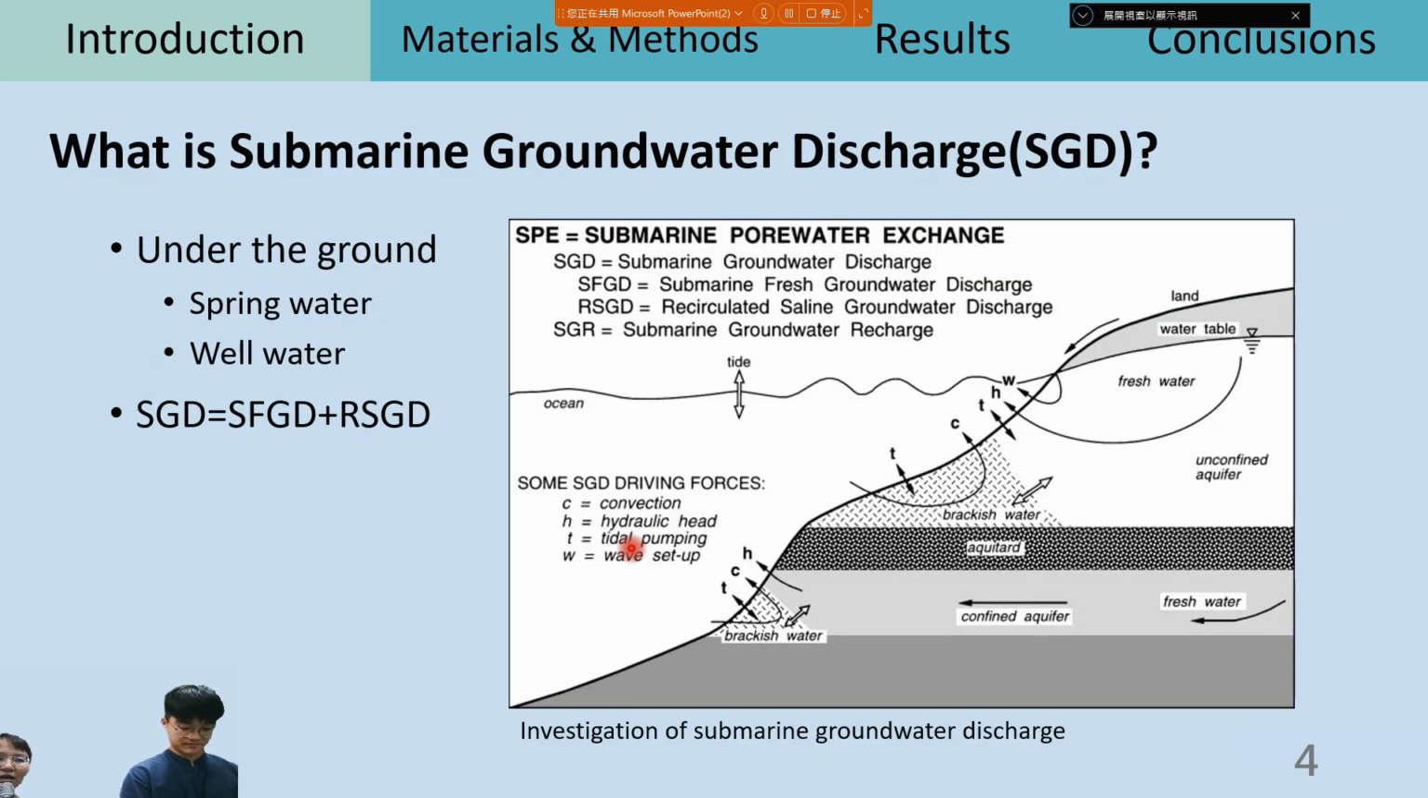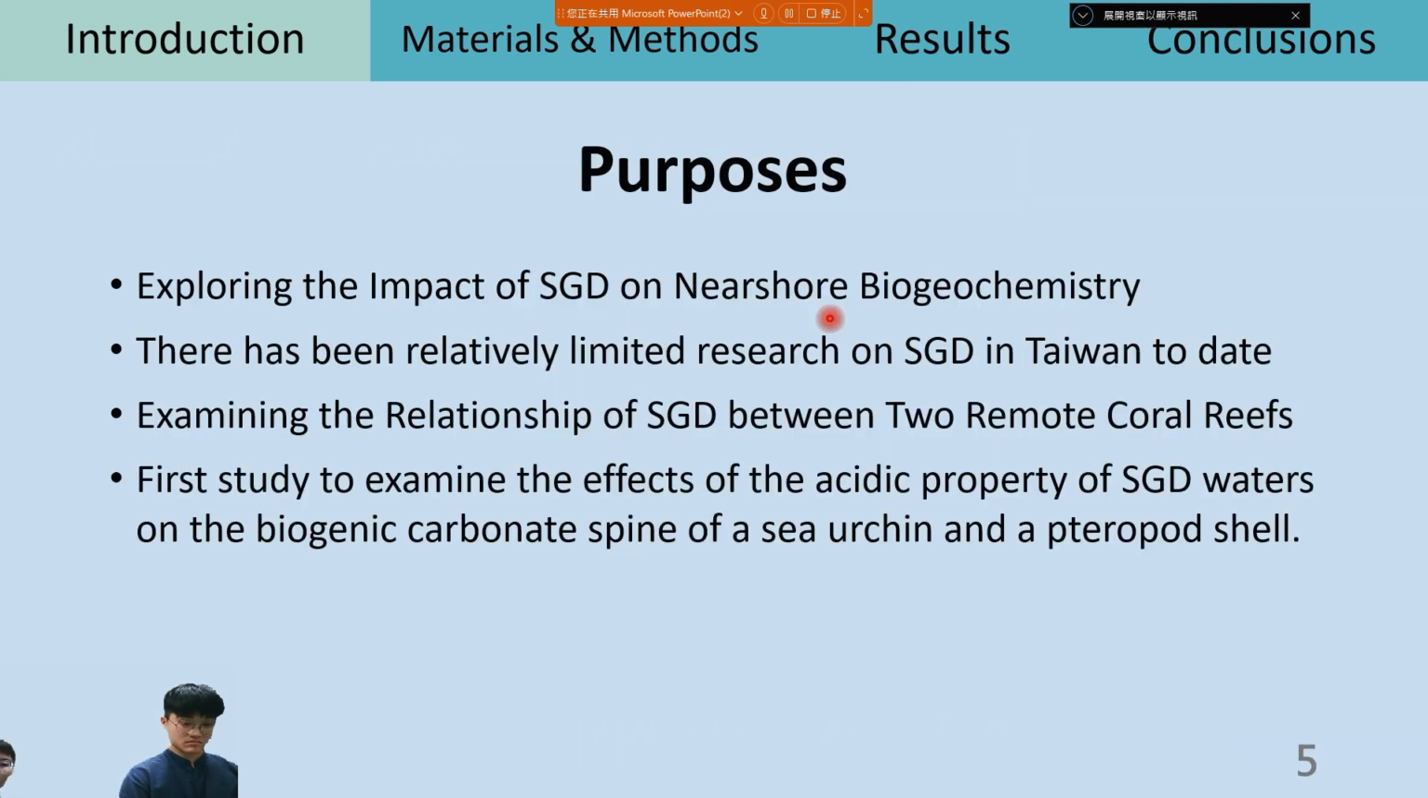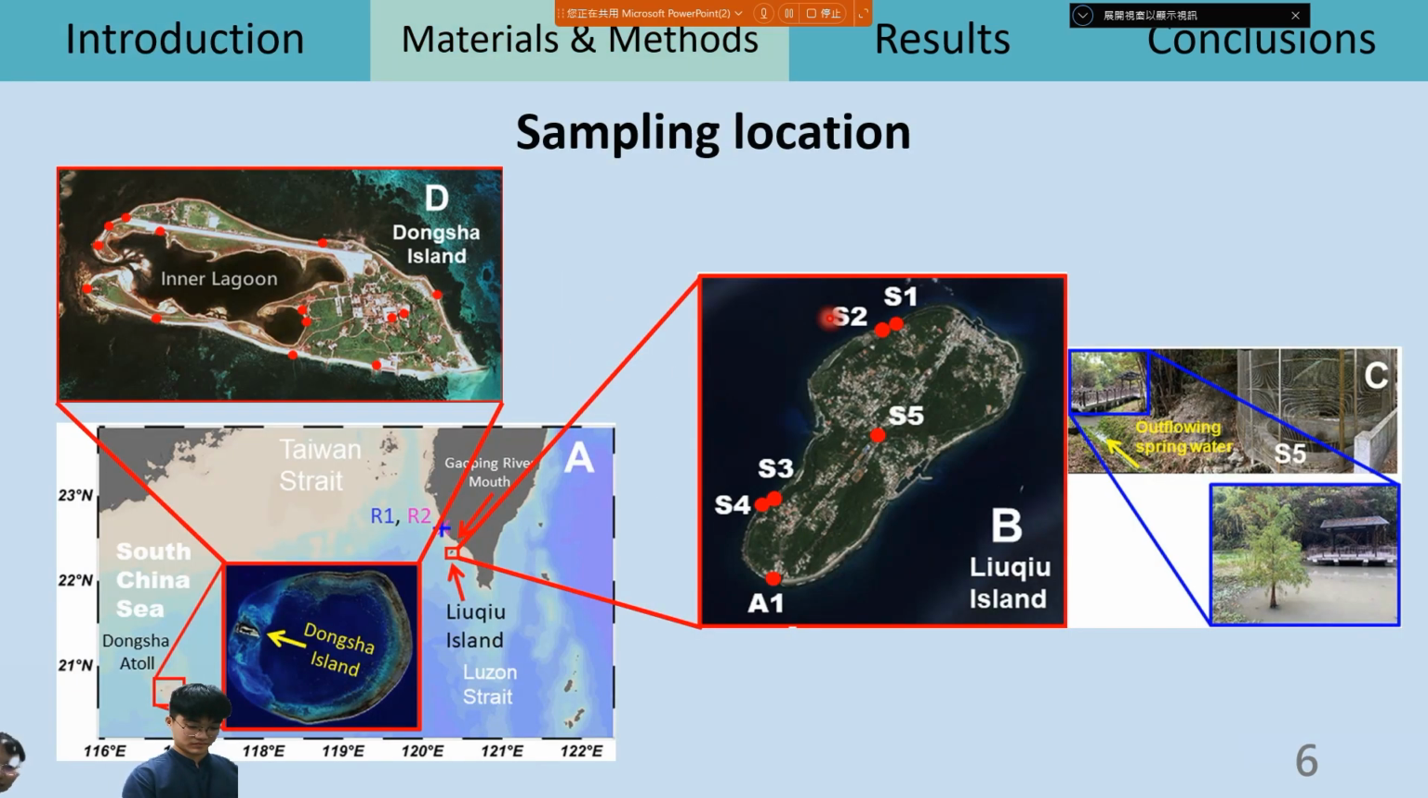Therefore, I would suggest that you use the introduction to say more about SGD. Here, you already explain what SGD is, but then you go directly to purpose. So for example, like Eric's question, why do you choose these two islands? What is the special thing about these two islands? You should say this in your introduction. Then here you show purpose. This is a bit too long. You have to shorten it.